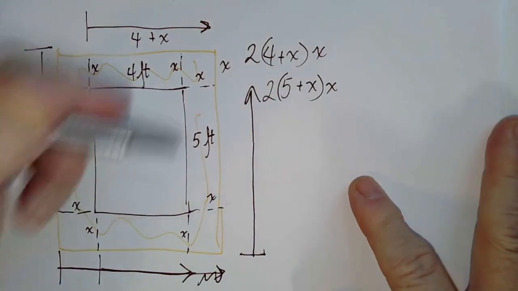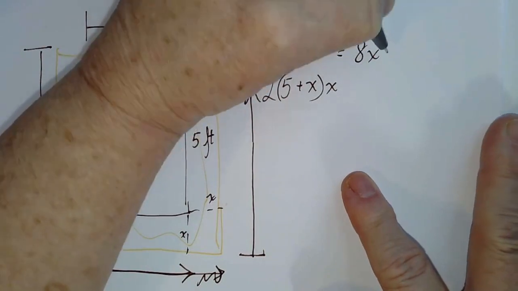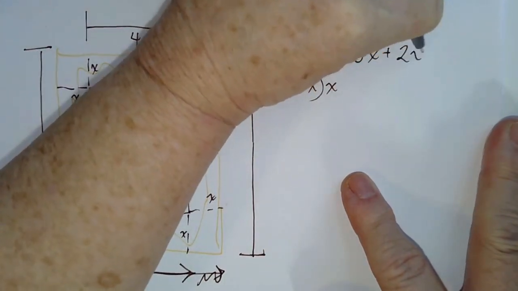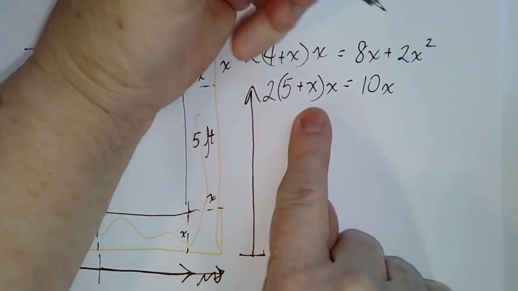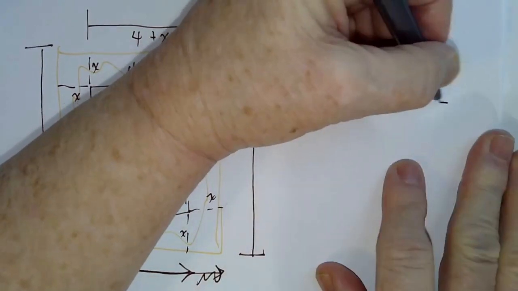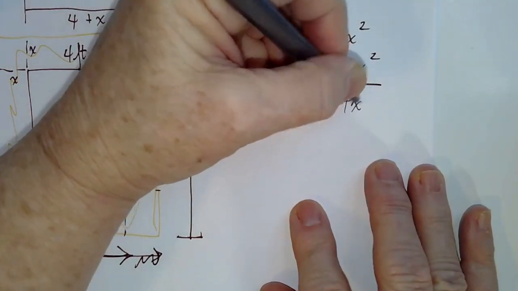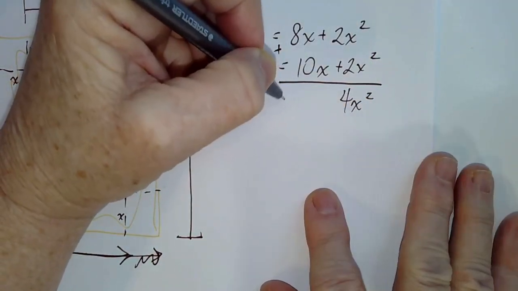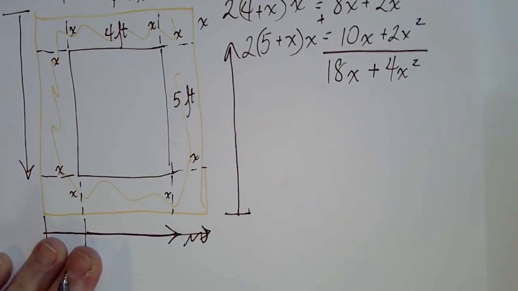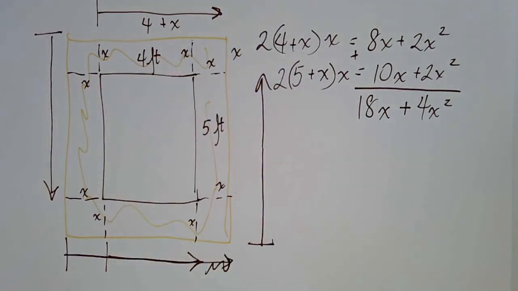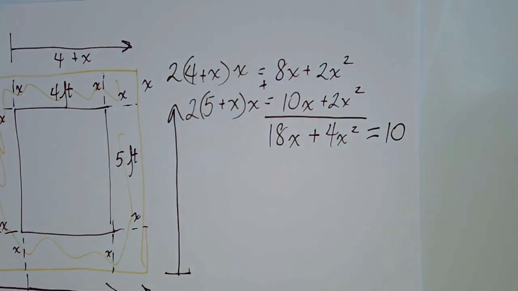This isn't so bad. So let's see. This is 8x plus 2x squared and 10x plus 2x squared, and I'm adding it all up. So that gives me 4x squared plus 18x. That is the area that we have. And we want that area to be 10 feet squared.